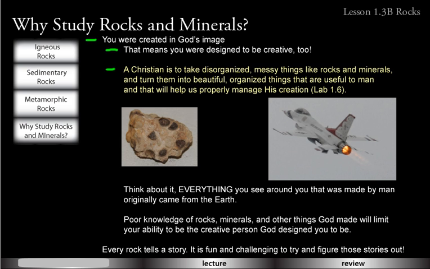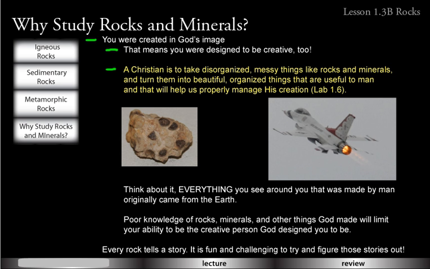And as Christians, something to consider is being good stewards and using the earth for serving others. A Christian is to take disorganized, messy things like rocks and minerals, and turn them into beautiful, organized things that are useful to man and will help us properly manage his creation. That's something we'll be doing in Lab Activity 1.6, where you'll make a gold pan out of clay, and then in Activity 1.7 you'll actually learn the gold panning process.